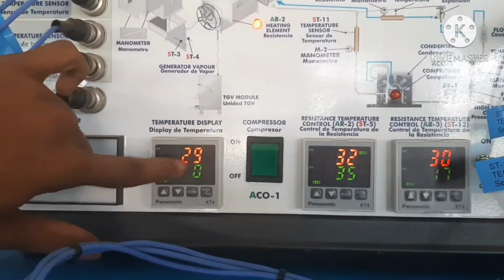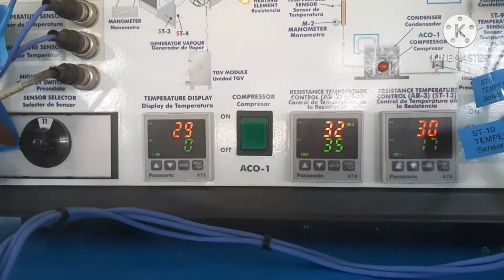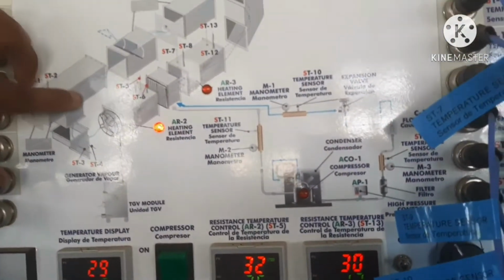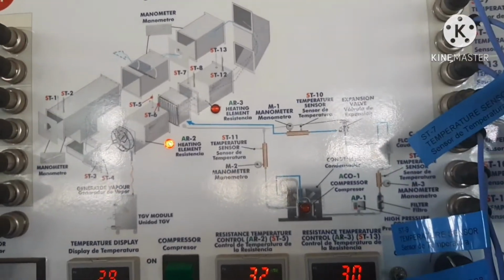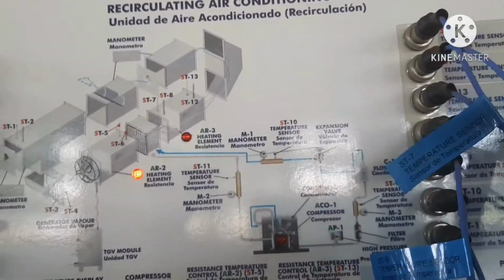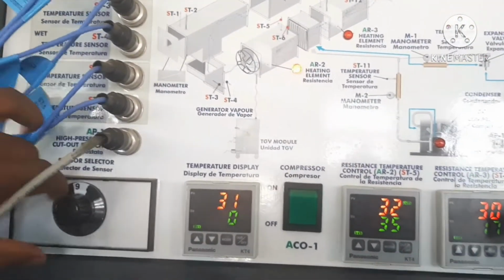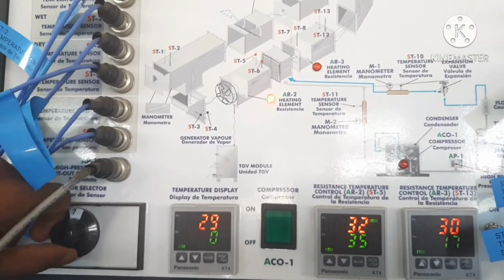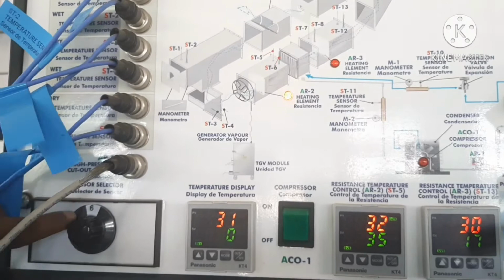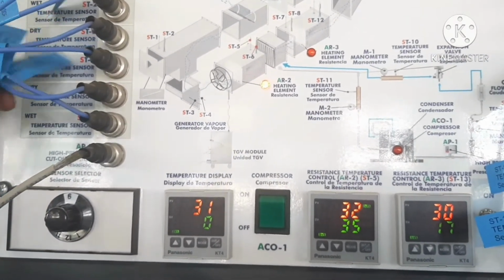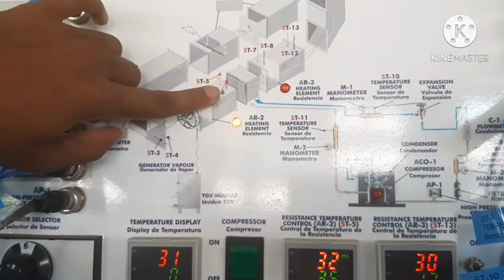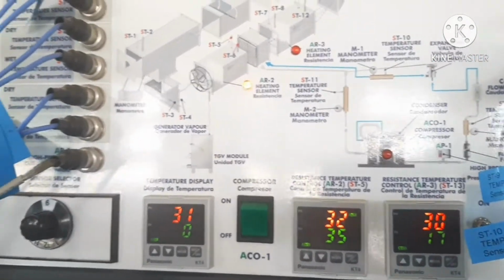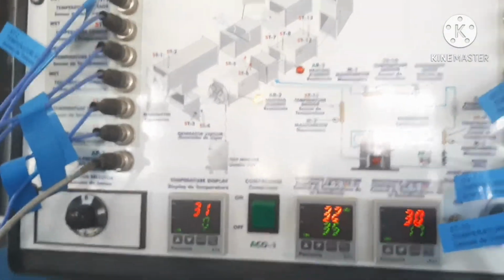By rotating that rotator, we can measure the temperature in any place of that duct cycle. In that duct cycle, you can see there is ST1, ST2, like that. The temperature of each place has a specific name. So by rotating the rotator, we can check the temperature of that airflow. Now it is 6, ST6, and the T6 temperature is 31 degrees Celsius.